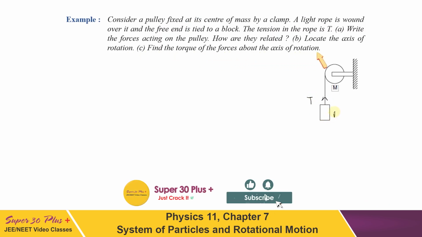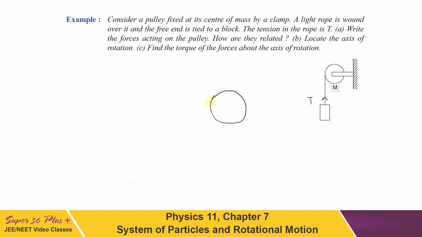Here this block is having mass m. First consider the pulley. What forces will be there on the pulley? Its weight, that has to be in downward direction. Tension by the rope, it has to be like this. And then contact force by the support at center.